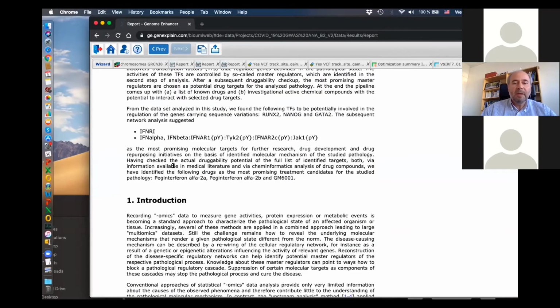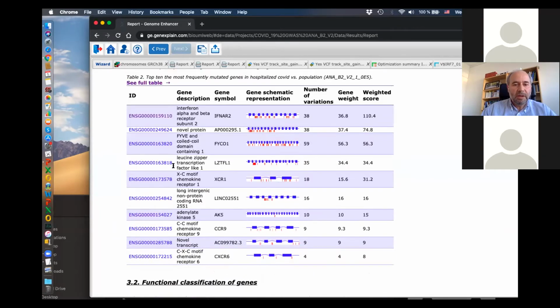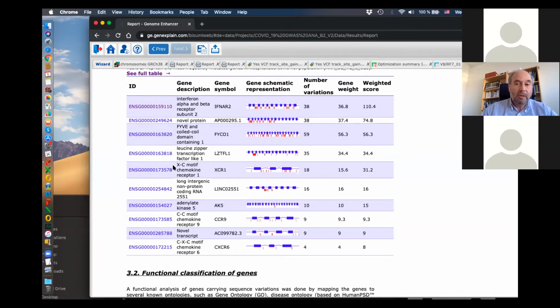First it maps all these SNPs on the genome and checks whether those SNPs are hitting particular genes, whether they're hitting exons of those genes or introns. You can see on this diagram the top gene, which carries 38 variants, SNPs, inside the body of the gene, is interferon receptor 2. The blue boxes are the exons, and the arcs are introns, and you see that most of the SNPs are located in the intron regions.